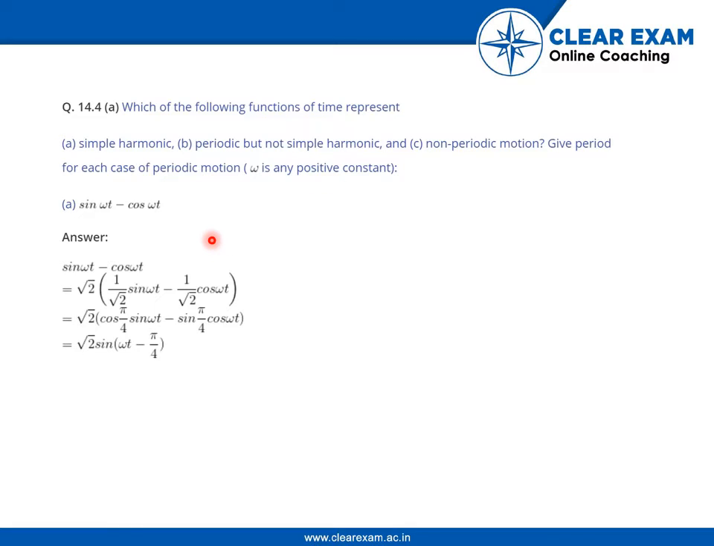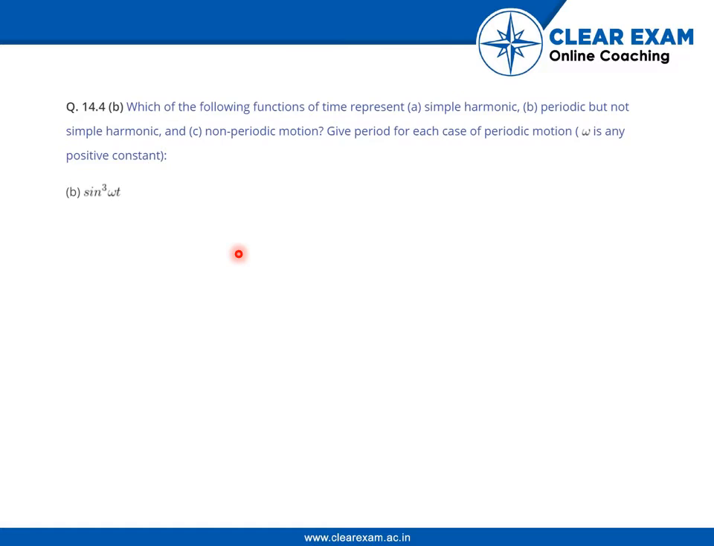So the answer for the first one is, see, if we do sine omega t minus cos omega t, and if we do some operation here and try to represent it in this format, then we can clearly see that it represents the form a sine (omega t plus phi). So it represents SHM, of course, because it can be represented through this equation, with a time period of 2 pi by omega. So the next one is sine cube omega t.